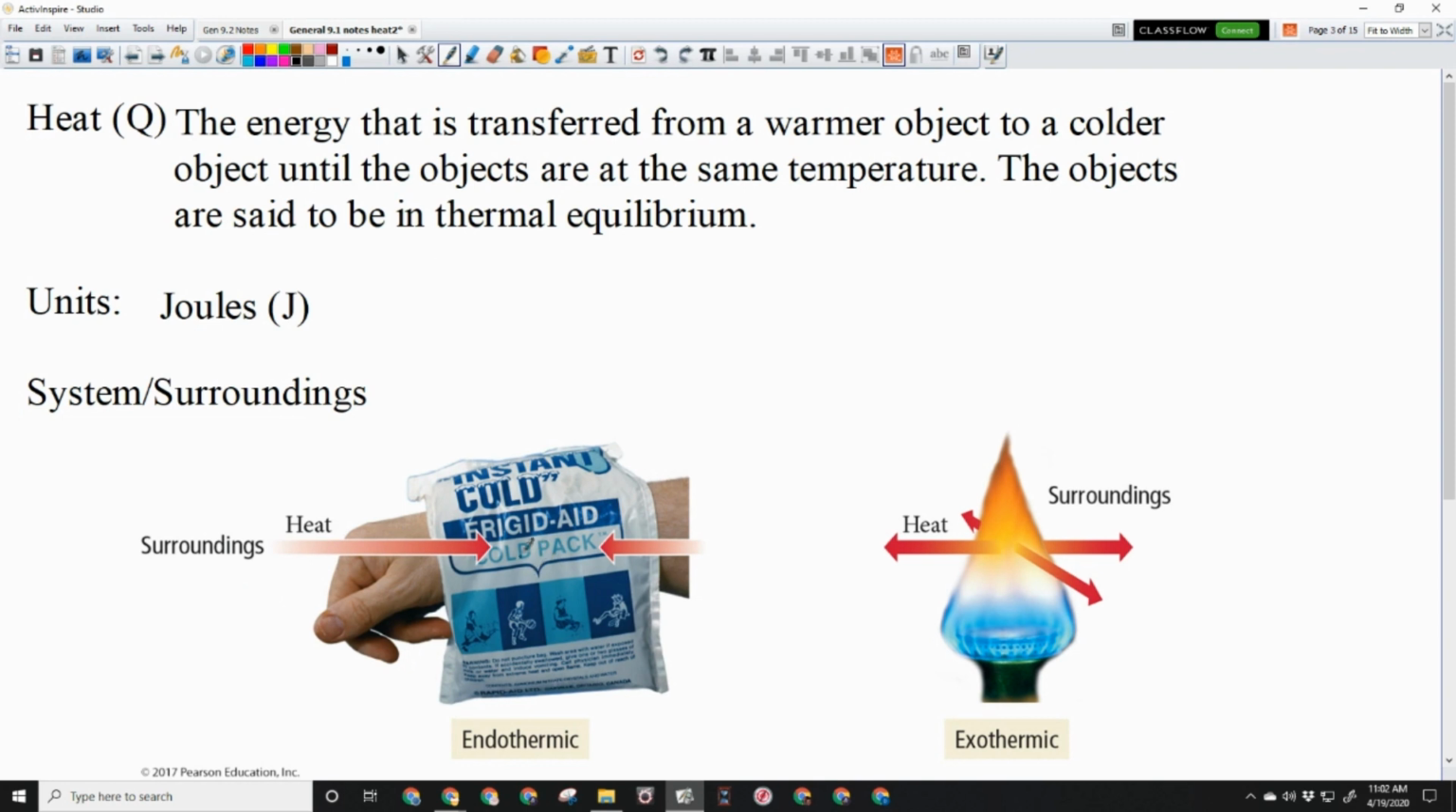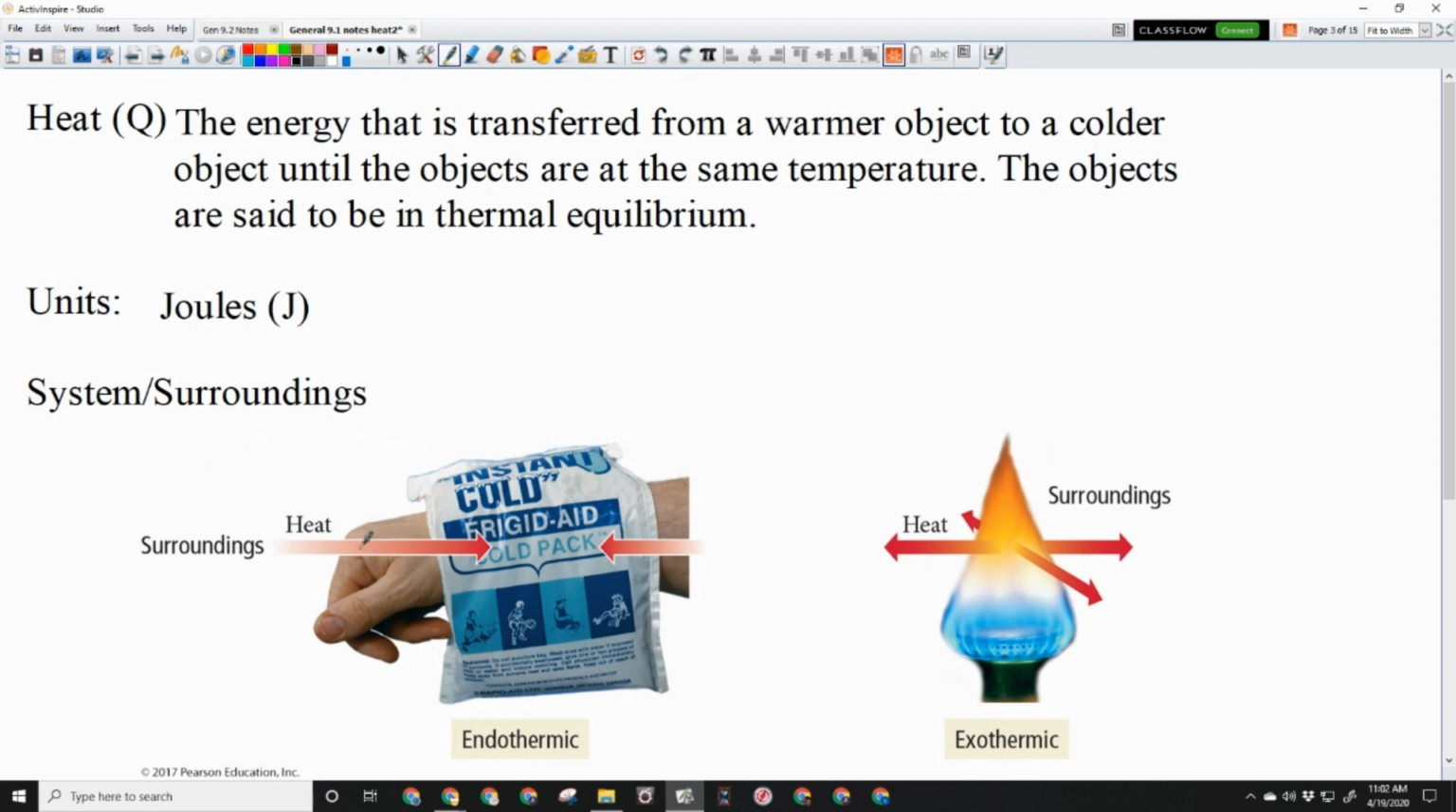So if you were to put this ice pack on your skin, it's going to absorb heat energy from your arm, from your body, into the ice pack. And then when you take the ice pack off and feel your skin, it's going to feel cold to you because that heat energy has, for the time being, left your body and gone into the ice pack. These ice packs don't last forever. Eventually, they are going to reach a thermal equilibrium, so it's going to be the same temperature as its surroundings, and then it doesn't work anymore, and we throw it away.